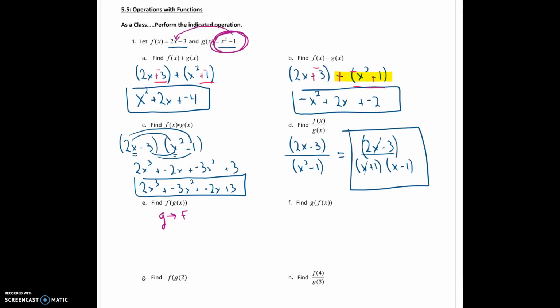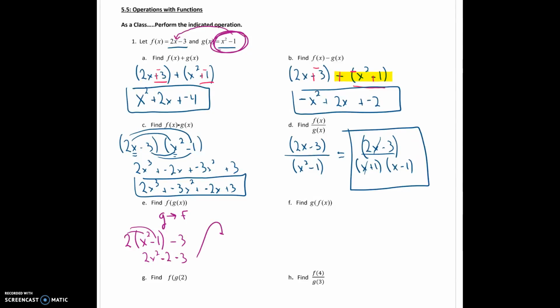So when I start to rewrite f of x, the 2x minus 3, I'll still have the 2, but the x is gone, and now I have x squared minus 1. And then I still have the minus 3. So I'll distribute, get 2x squared minus 2, then I still have the minus 3.